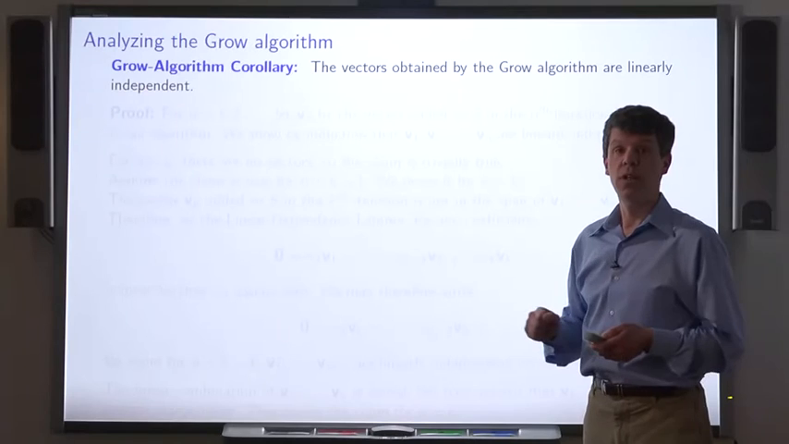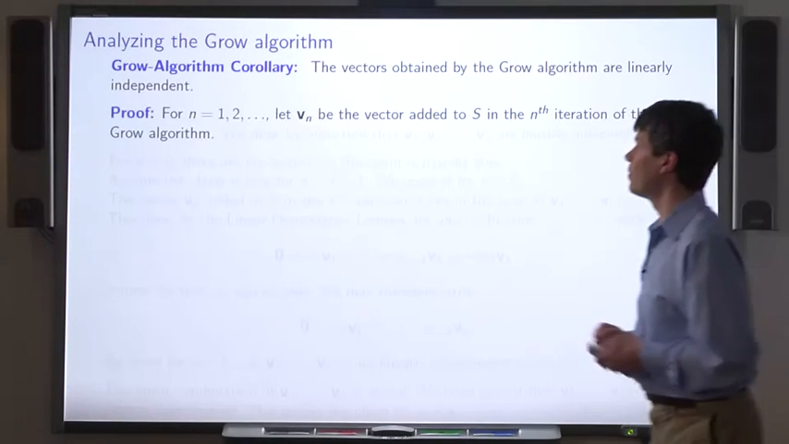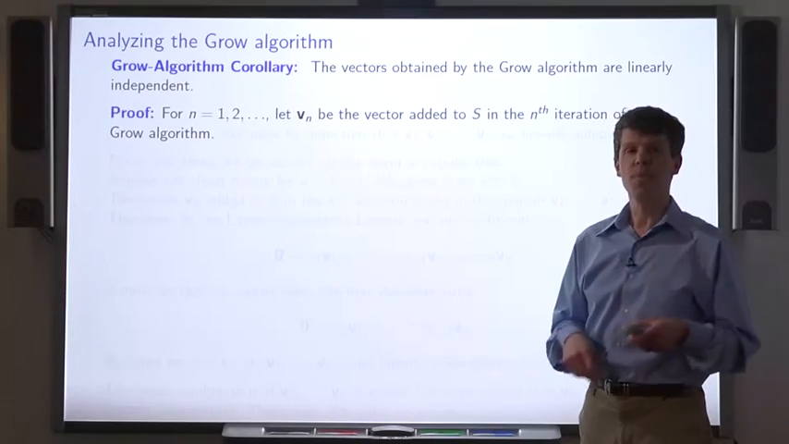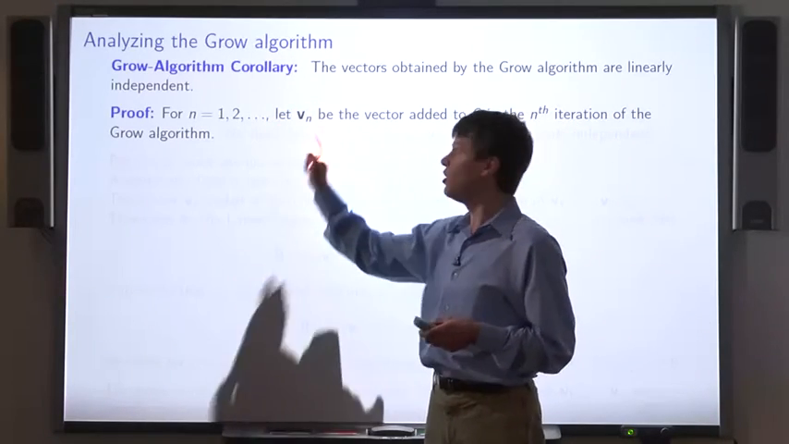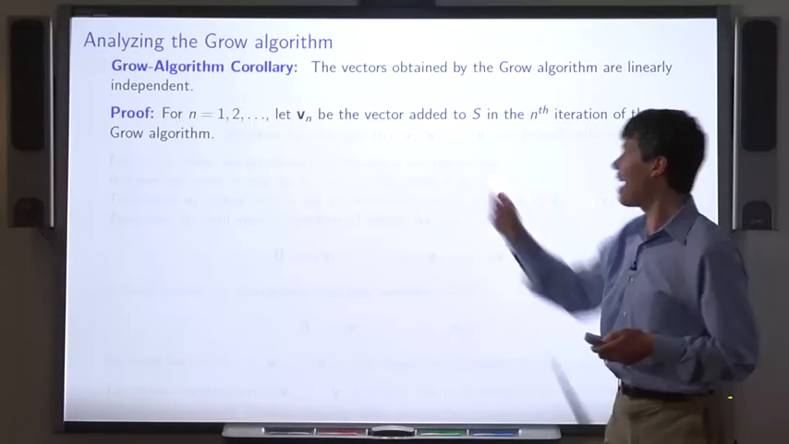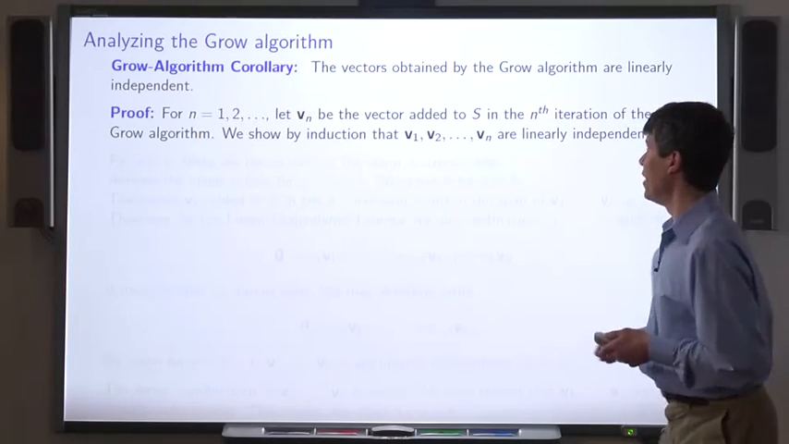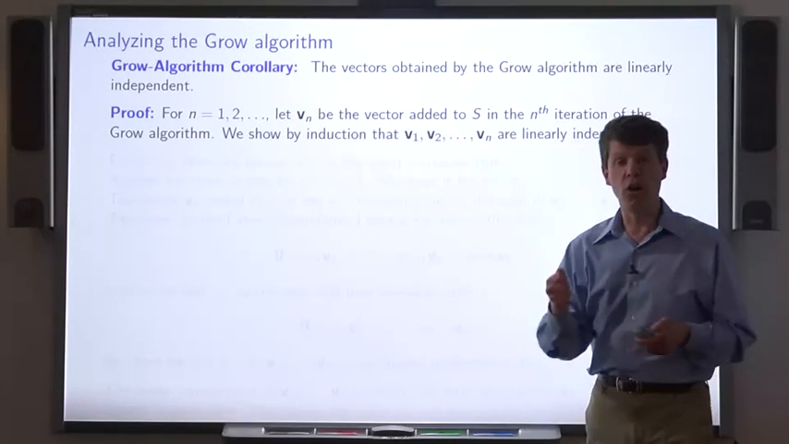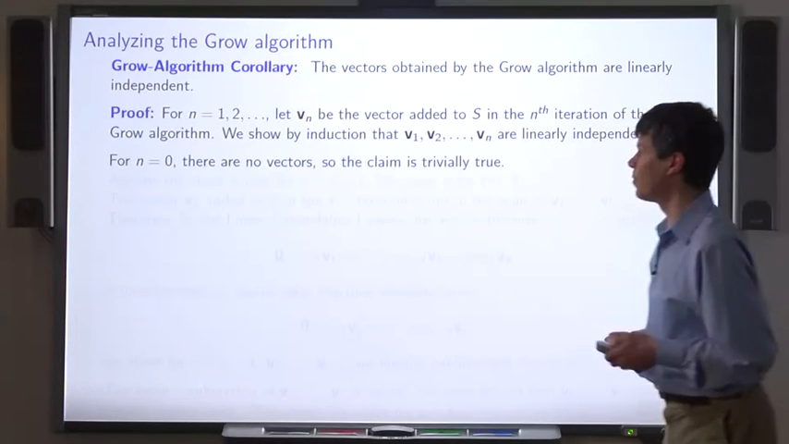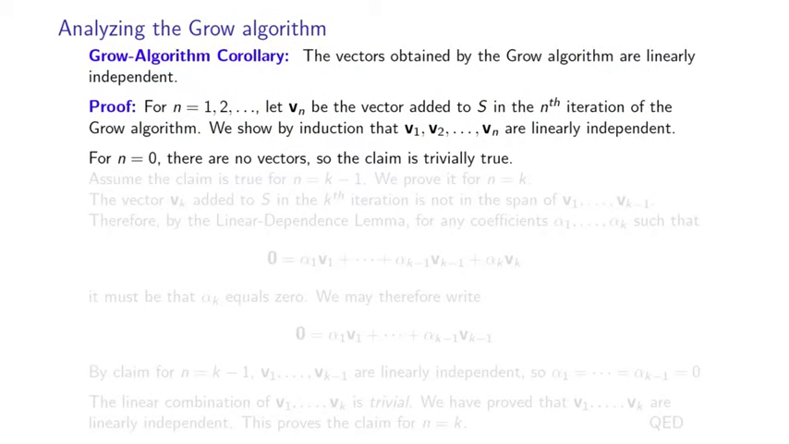So now let's prove this corollary. For n equals 1, 2, and so on, let vn be the vector added in the nth iteration of the Grow algorithm. And we'll show by induction that the vectors v1 through vn are all linearly independent. Here's the basis of the induction. For n equals 0, there are no vectors, so the claim that they are linearly independent is trivially true. Assume the claim holds for n equals k minus 1. The induction step consists of then showing that it's true for n equals k.